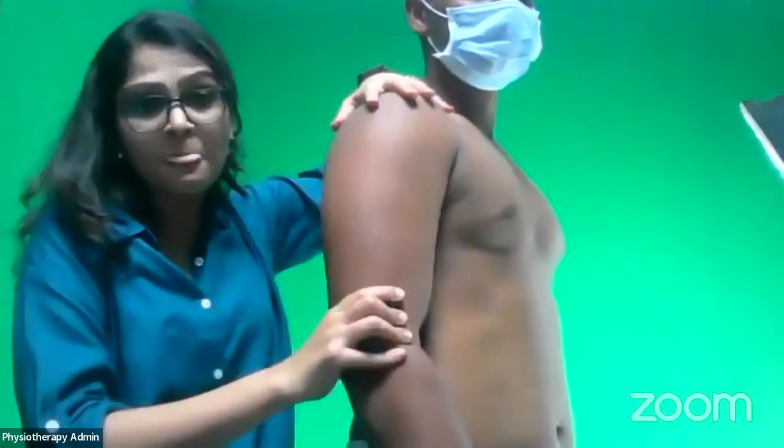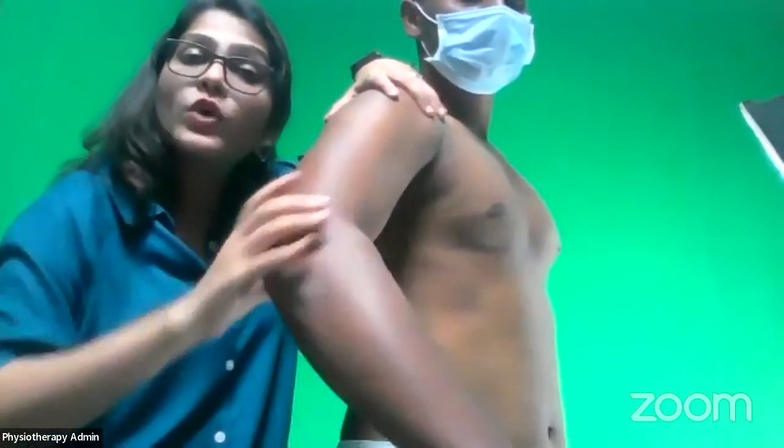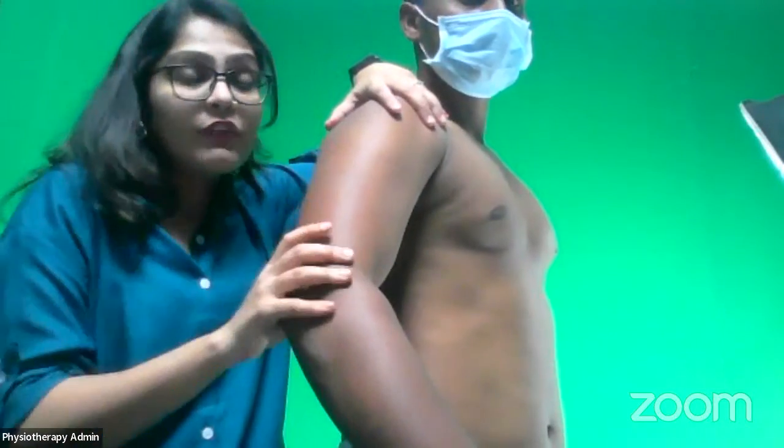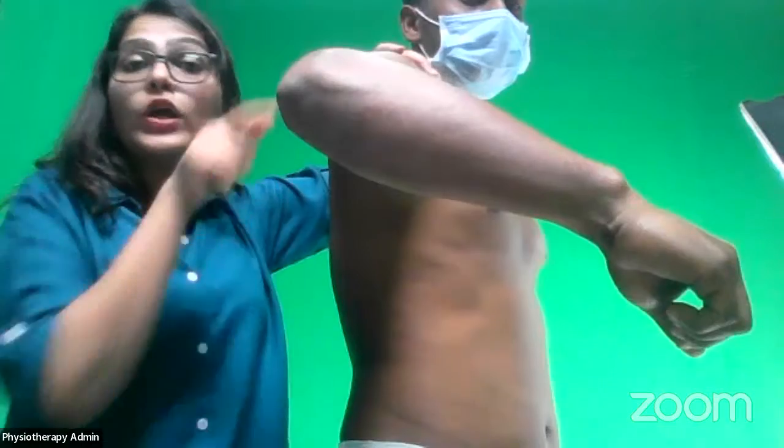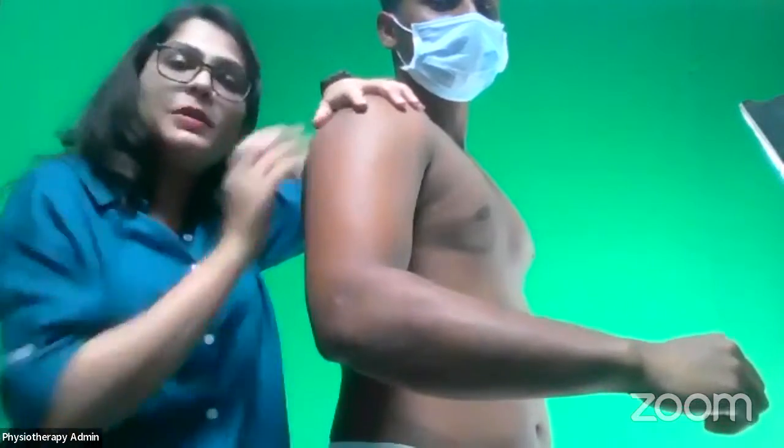Okay, hope you understood the function of deltoid. If someone asks you the action of the deltoid, it not only helps in abduction beyond 15 degrees. 0 to 15 degrees was which muscle? Supraspinatus. 15 to 90 was which muscle? Deltoid, middle deltoid. Above 90 was your trapezius, and your trapezius helped beyond this, and also your serratus anterior helped beyond 100 degrees. Okay, so this was about the deltoid.